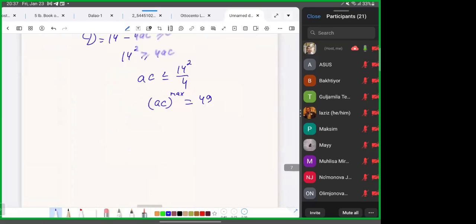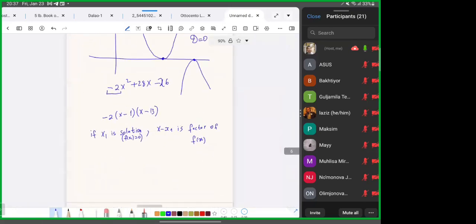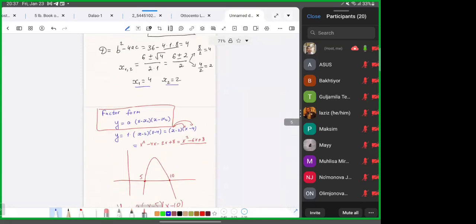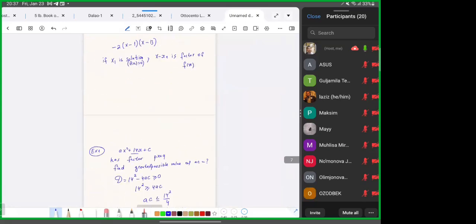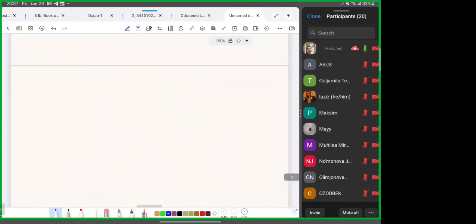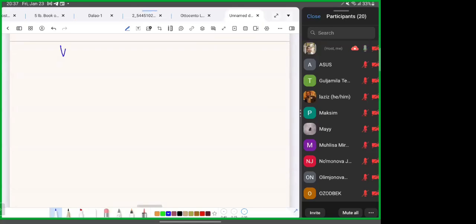The next thing which you should know about quadratics in SAT math is factor form. Whatever I told you here is called factor form. Now let's repeat the vertex form. What is the vertex form of this parabola?